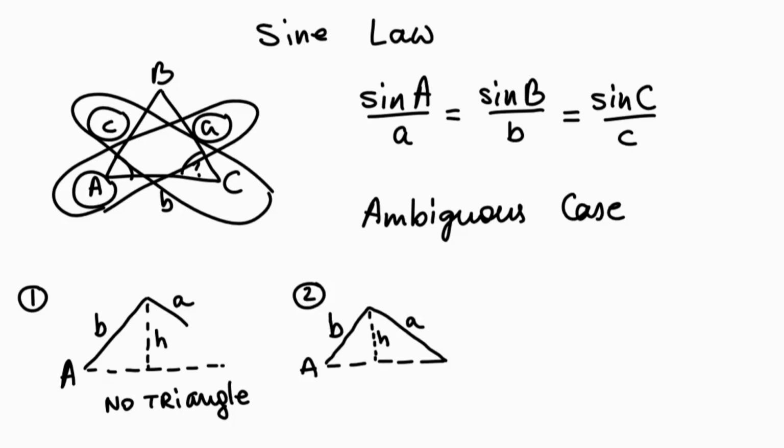In case number 2, A is longer than B and longer than h, with an acute angle A on the other side. In a situation like this, we have only one possible triangle.